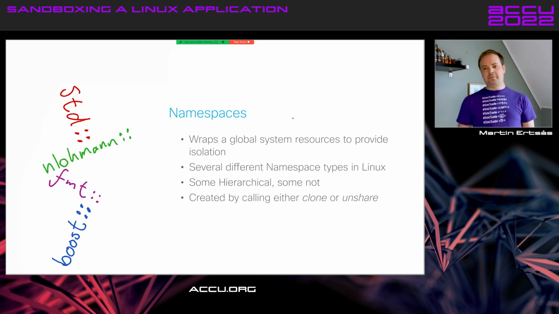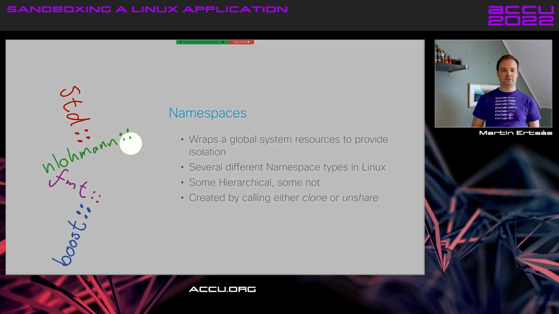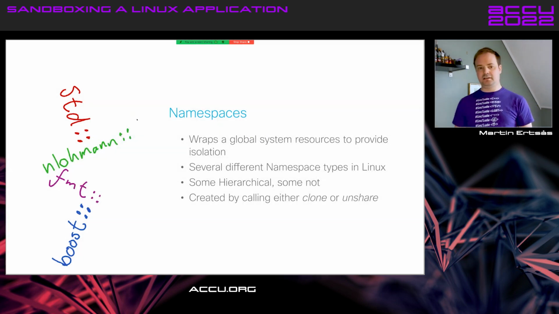And to start building up our sandbox, we'll start by looking at namespaces. Namespaces is a way to wrap a global system resource. It has nothing to do with these namespaces. It's a Linux thing to wrap a global system resource, such as networking, mount points, PIDs, you have 8 different ones. When you boot up a Linux box, everything starts up in a namespace of each type. So you start up in 8 different namespaces, one of each type.